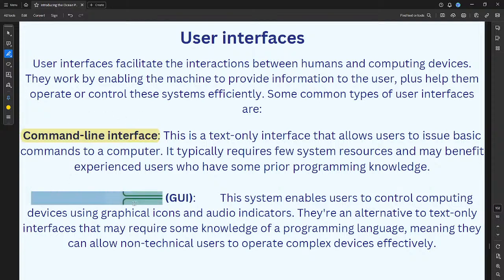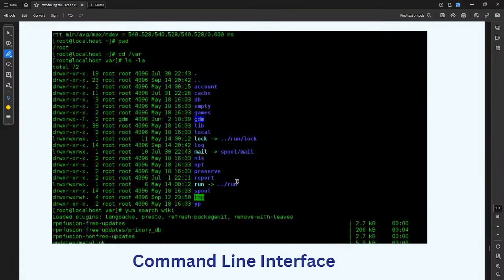Then we also have the graphical user interface. What this basically means is the command line interface just allows users to issue basic commands to a computer, while the graphical user interface provides more indicators, more graphical icons, for us to be able to interact with our operating system.